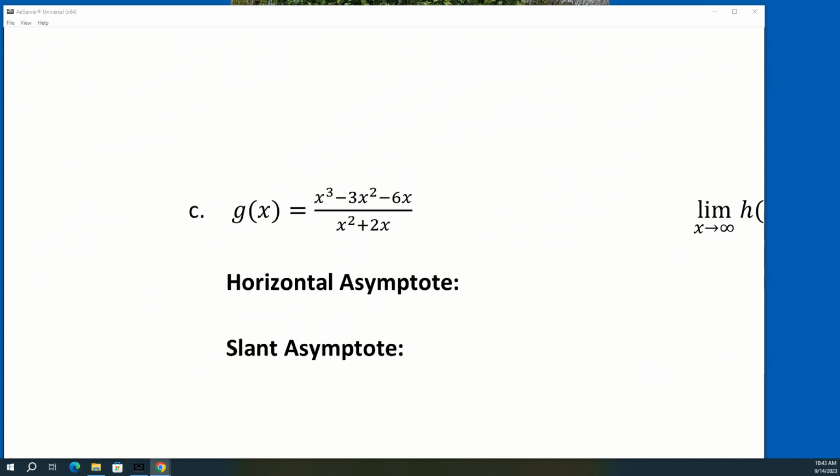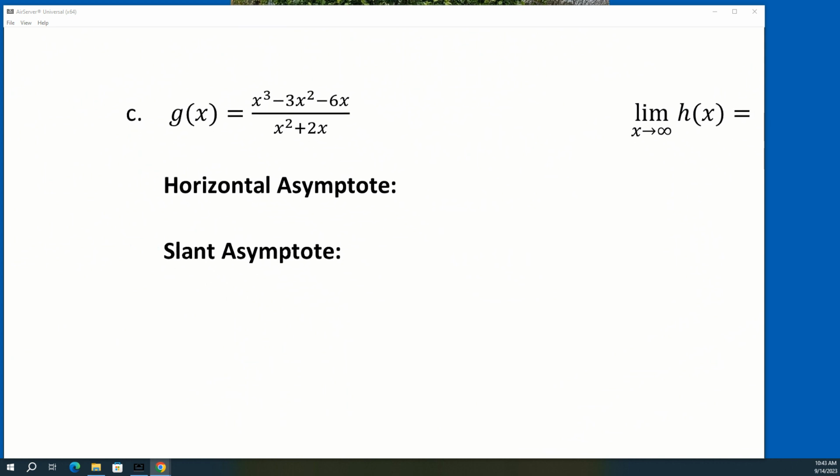All right, one more. Let's look at C. Does C have a horizontal? No, because the numerator is dominating. So we just need to look closer at those degrees. Does it have a slant? Yes, because the numerator is 1 more than the denominator.